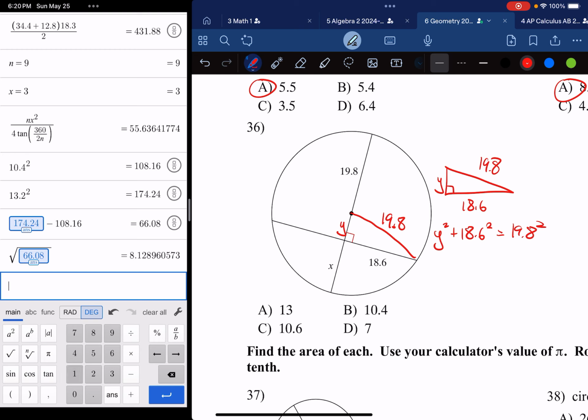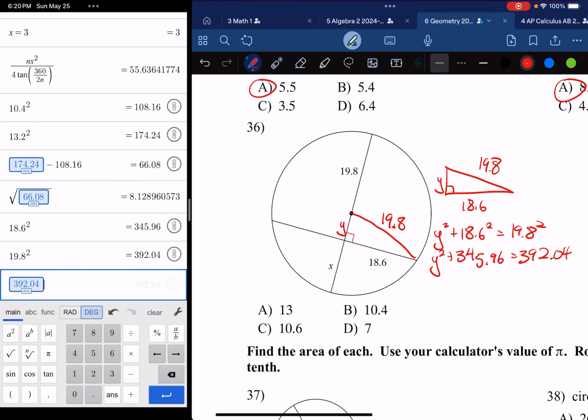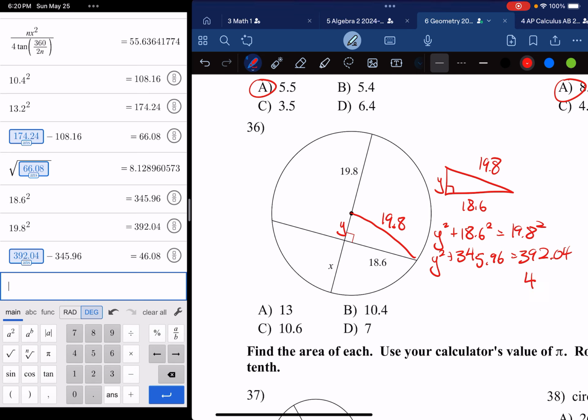Calculator, help us. What do we have? 18.6 squared is going to be 345.96, and that's going to be equal to 19.8 squared, which is 392.04. That's going to be added with y squared. Then from there, I'm going to take that answer and subtract my 345.96. That's going to be 46.08. There's a point in there.